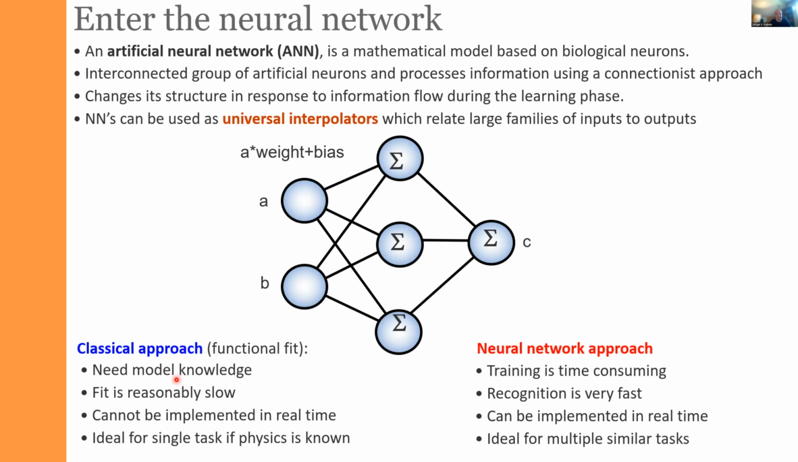We know that the fits can be slow. Sometimes we know that they cannot be implemented in real time. And the physical approach is ideal if the physics of the problem is known. So if we know physics and our knowledge is solid, we actually should not be using neural networks. Neural networks are a little bit different. In this case, we need to invest time in training. They work very fast. They can be implemented in real time, and they allow us to scale to multiple similar tasks.